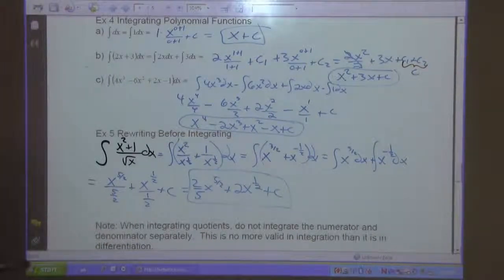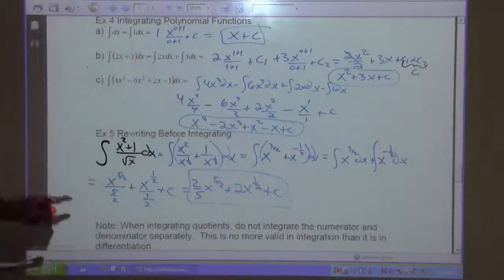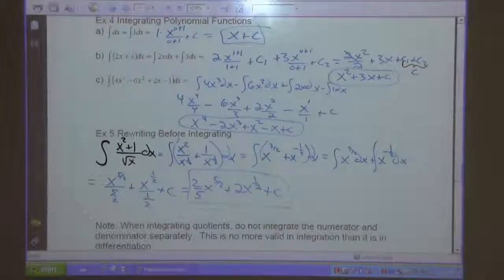So note, when integrating quotients, do not integrate the numerator and denominator separately. This is no more valid in integration than it is in differentiation. So we have to follow a little different process. We have to integrate the whole thing at one time. And there are some rules we're going to learn over time. I think it's at the end of this chapter we'll get to something called substitution. I'm going to go ahead and scroll up. Feel free to pause.